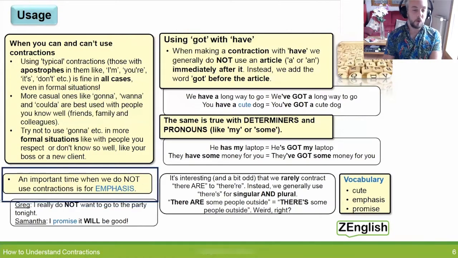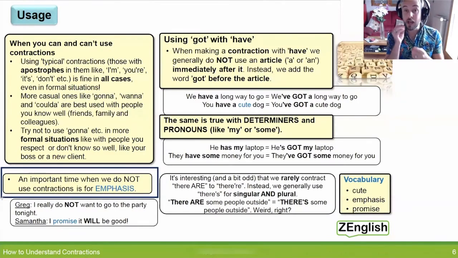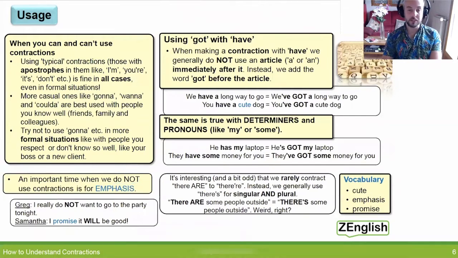So, a very important point to mention though, an important time when we do not use contractions is for emphasis. We want to emphasize something. Just like I've done in this sentence here, rather than saying don't, an important time we don't use, I've separated the words into do not. An important time when we do not use contractions for emphasis. Let's take a look at that in an example sentence just below between Greg and Samantha.